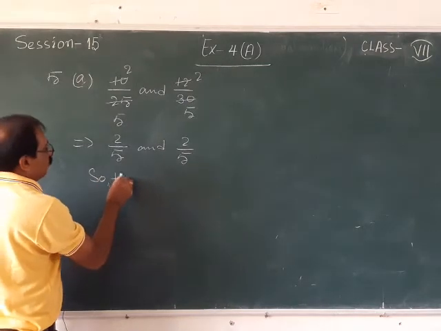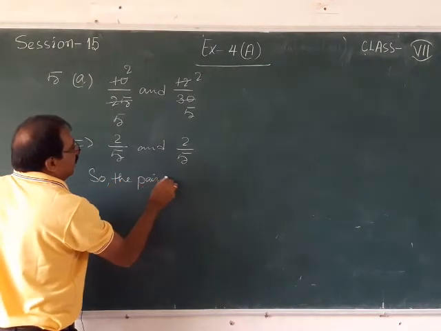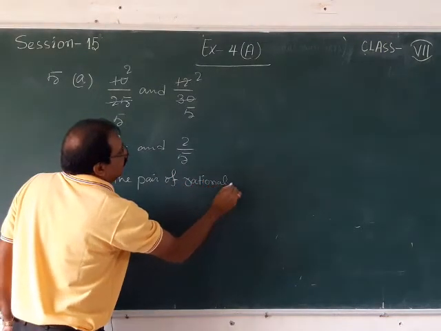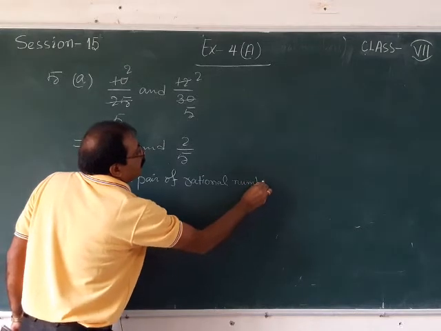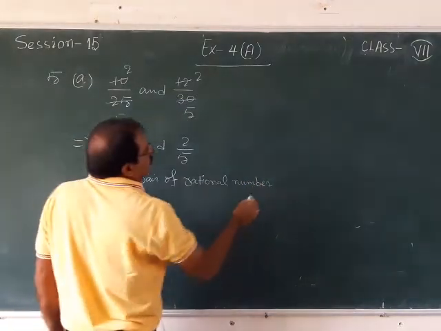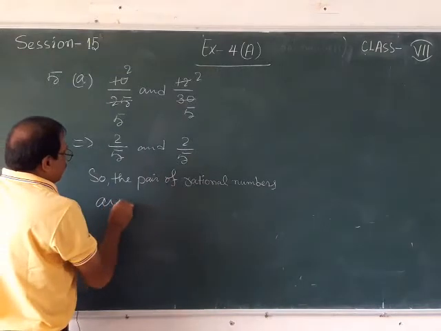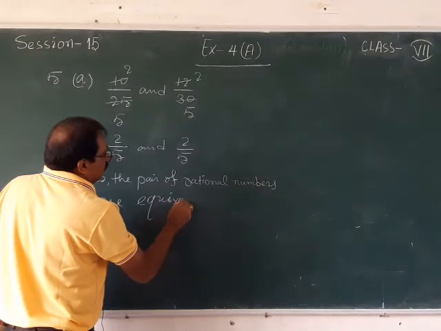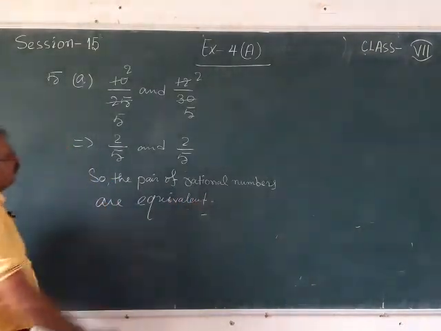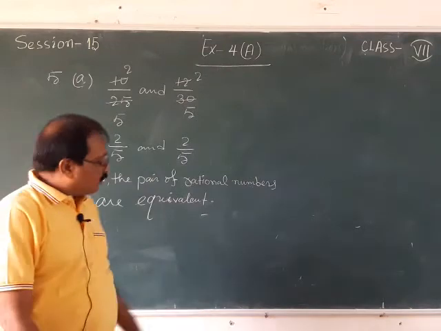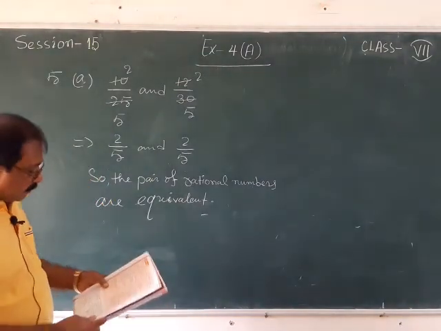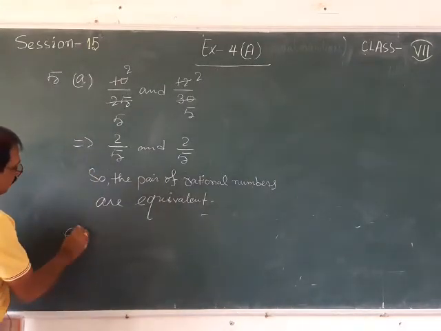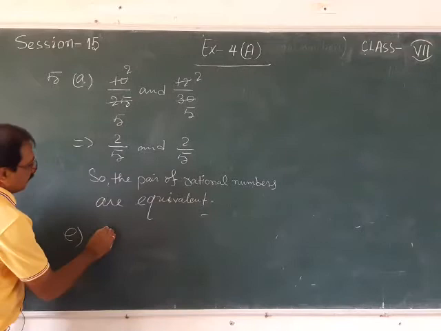You can write, so the pair of rational numbers are equivalent. Like that you can write your answer that the pair of rational numbers are equivalent. So like this you need to check. One question, part A, I have done, then one more I am showing you, that is part E.